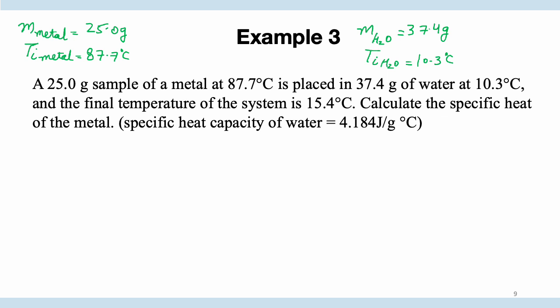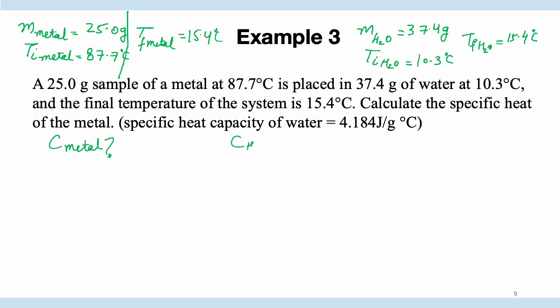And the final temperature of the system is 15.4 degrees Celsius, which means the final temperature of everything combined. Your final temperature for everything will basically be the same, because water and metal will reach the same temperature since they are together. So temperature final for metal is 15.4 and temperature final for water is also 15.4. Final temperature would always be the same for both. Calculate the C of metal. I need to find what is C for metal.